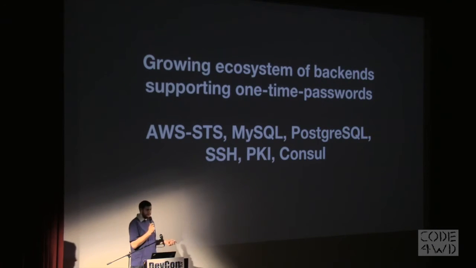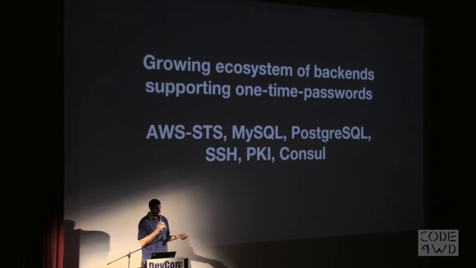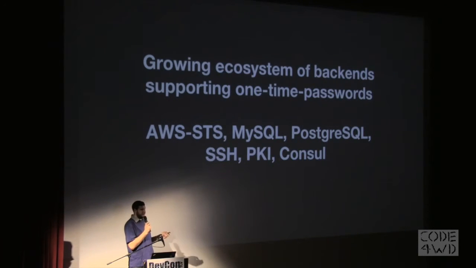And Consul. So remember, Consul has ACLs, so we can actually use Vault to get a Consul token, which is a one-time password, so we know exactly who is asking for which data or writing which data to Vault.